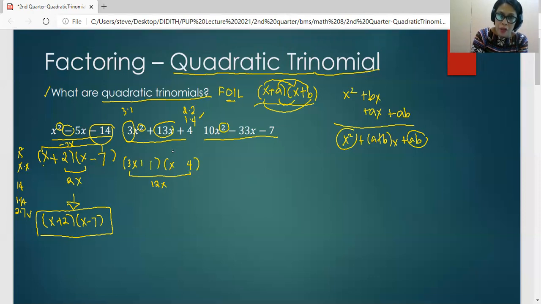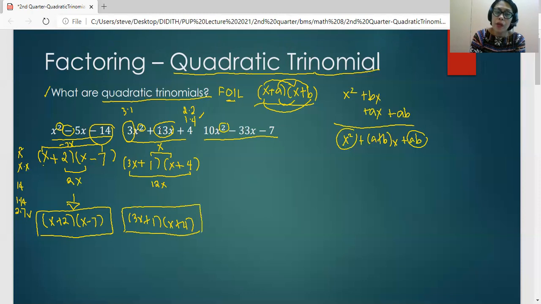So everything is positive since the quadratic trinomial is positive. The product of the inner terms is x. When you combine the two, it's 13x. Therefore, the factors of this trinomial are 3x plus 1 and x plus 4. Now, you can check whether the factors are correct by working on the product of these two factors. If you come up with the given, we can say that these two factors are really correct.